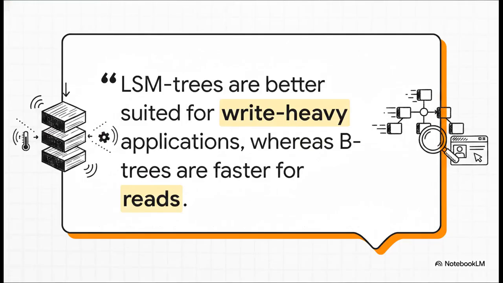So the crucial point is captured perfectly by this quote right from our Chapter 4 source material. As a rule of thumb, LSM trees are better suited for write-heavy applications, whereas B trees are faster for reads. It really is that simple.